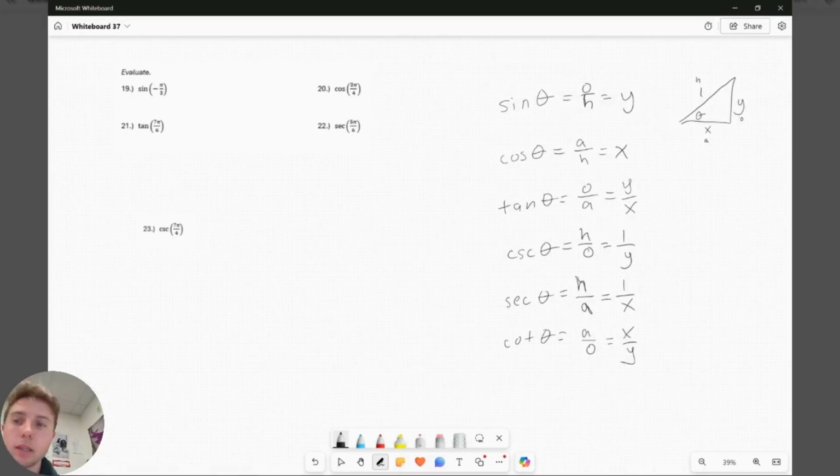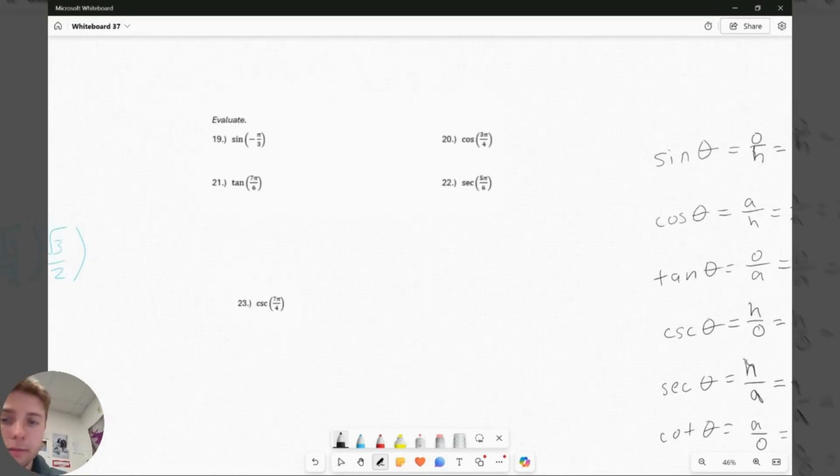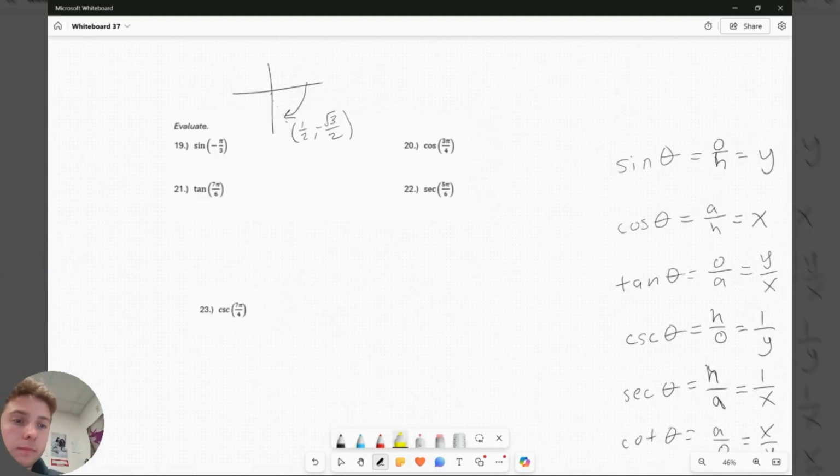Let's go ahead and look at some of these problems now to figure out how to evaluate. Sine of negative pi thirds. Find where that is in your unit circle. It is negative pi thirds. That's quadrant 4 there. It is pi thirds. We know pi thirds is always 1/2, root 3 over 2. Because we're in quadrant 4, it's negative root 3 over 2. Sine, we said, is opposite over hypotenuse, but because your hypotenuse has a length of 1, it is just the y value. The answer to this is negative root 3 over 2.